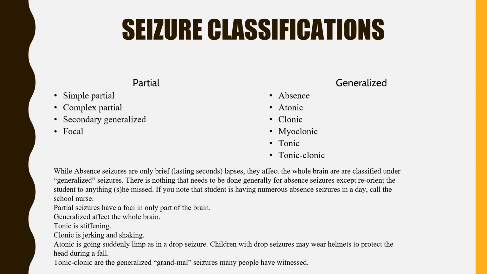Partial seizures have foci in only part of the brain. Generalized affect the whole brain. Tonic is stiffening, clonic is jerking and shaking. Atonic is going suddenly limp, as in a drop seizure. Children with drop seizures may wear helmets to protect their head during a fall. Tonic-clonic are generalized or grand mal seizures many people have witnessed.